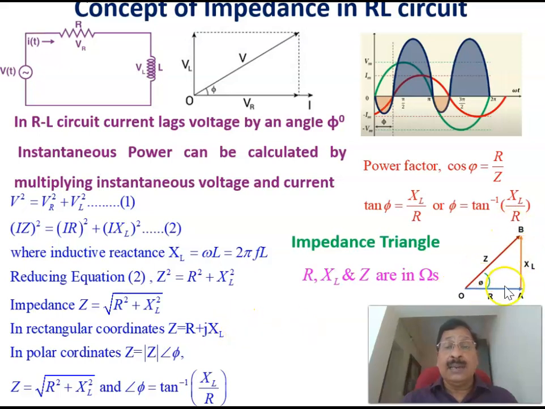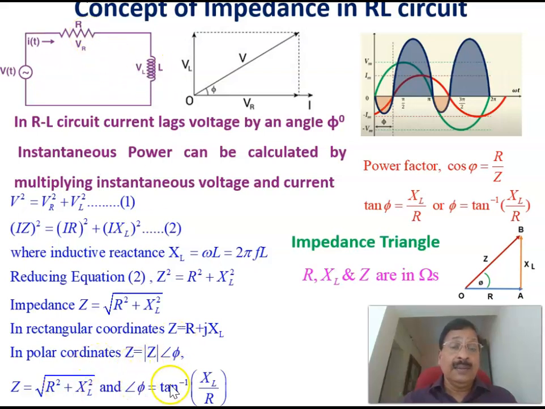Therefore, here this Z can be represented as R plus, because this is a 90 degree shift, that j represents a 90 degree shift in the anti-clockwise direction. Therefore, this vector Z can be represented as R plus jXL for an inductive circuit. Or in polar coordinates, the same thing can be represented as Z angle phi, the magnitude of Z into angle phi, where the magnitude of Z is root of R square plus XL square.